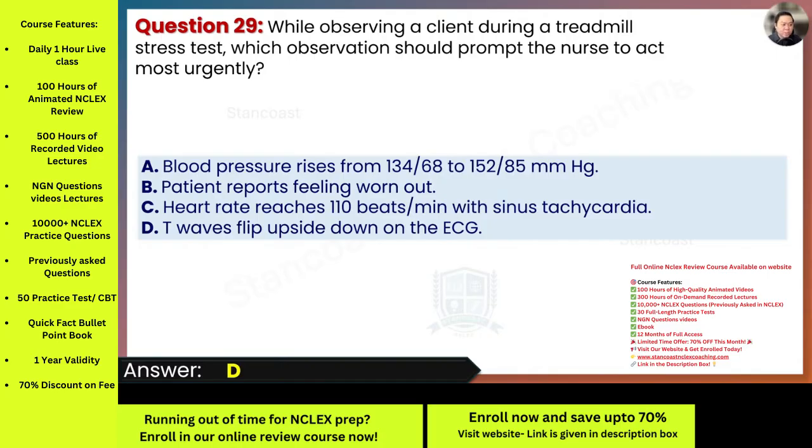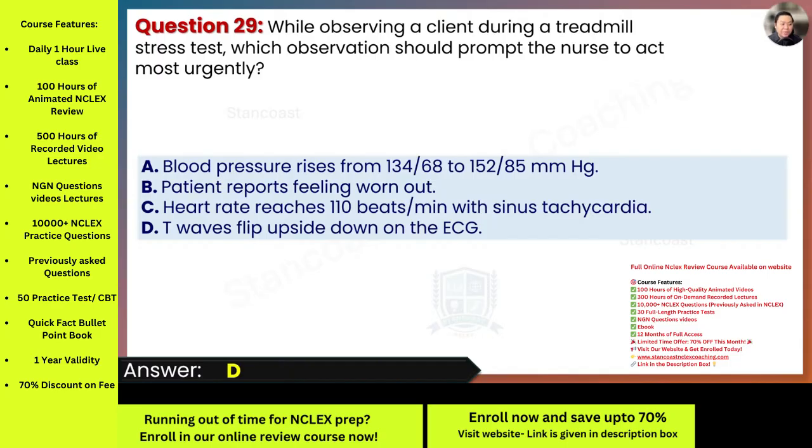So letter B, patient reports feeling worn out. This is another common response during a stress test, and the physical exertion can cause fatigue, which is a typical and expected symptom. The key point here is that fatigue alone is not alarming unless it's coupled with more serious symptoms like chest pain or fainting. Therefore, this is a normal response that doesn't require urgent action. So you eliminate this one.